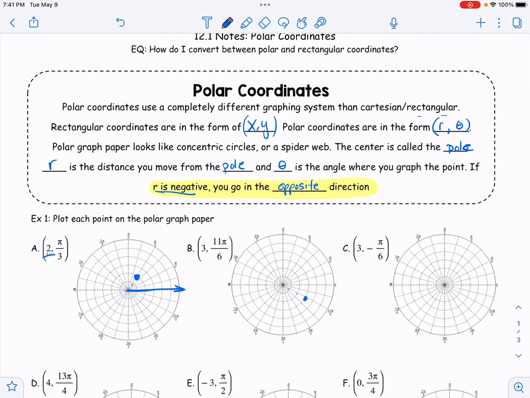Okay? 3 and negative pi over 6. When the angle's negative, you just go in the negative direction. You go this way. Okay, so here's 0. Negative pi over 6 is down here, and 3 is 1, 2, 3. You'll notice that this point and this point end up in the same spot. And we're going to talk about that later, about how you can name a point using 4 different methods.